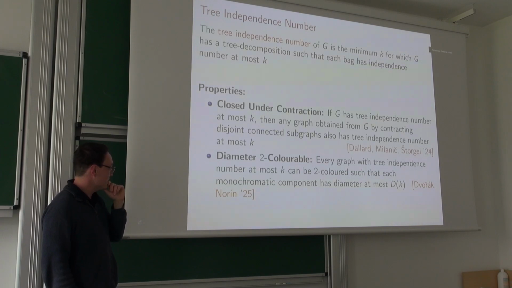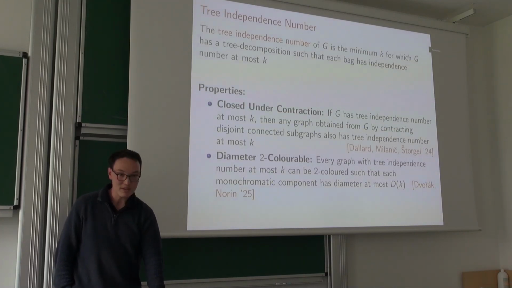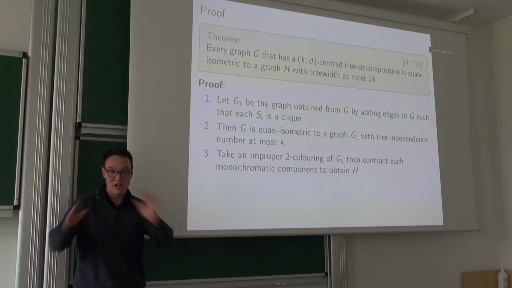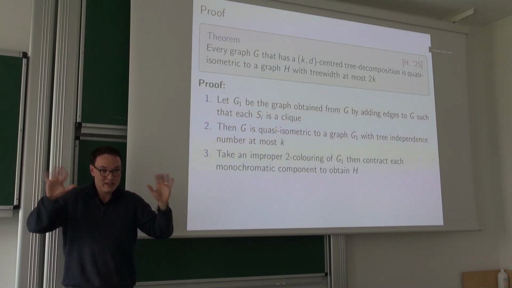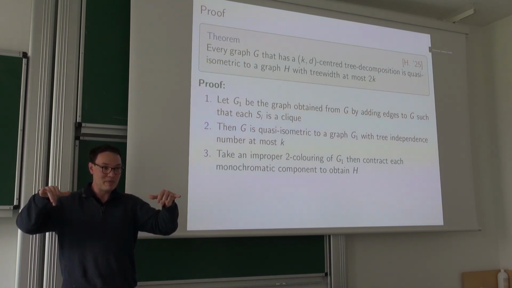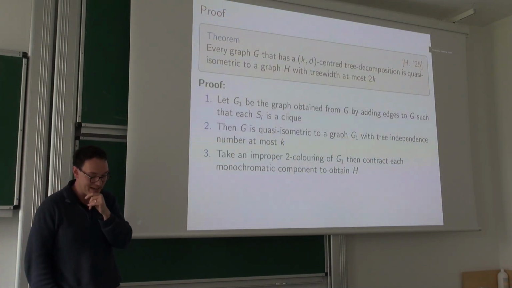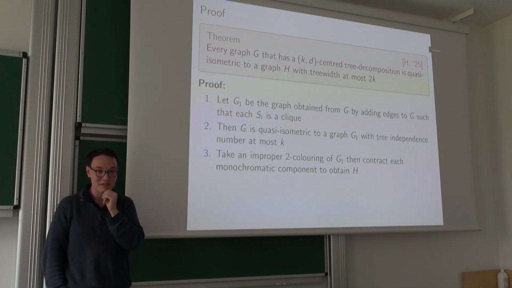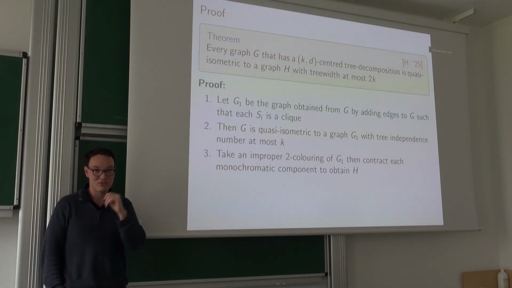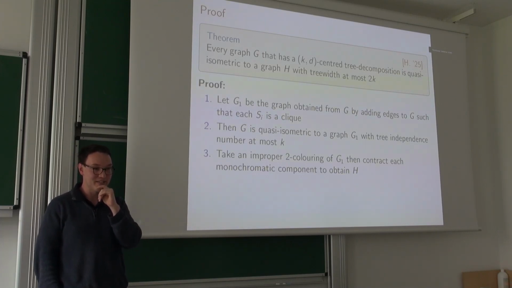But we have these two properties. Let's use them to finish off the proof. So our graph is quasi-isometric to a graph of bounded tree independence number. I'm going to take this two-coloring of my graph, such that each monochromatic component has bounded diameter, and I'm going to contract each of these monochromatic components to obtain a new graph H. At this point, I'm going to claim that we're done: we have now constructed the graph H that we are quasi-isometric to, and that H has treewidth at most 2k.